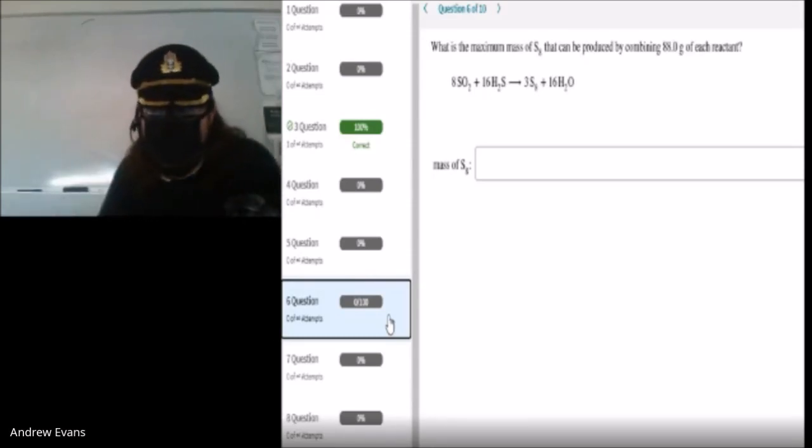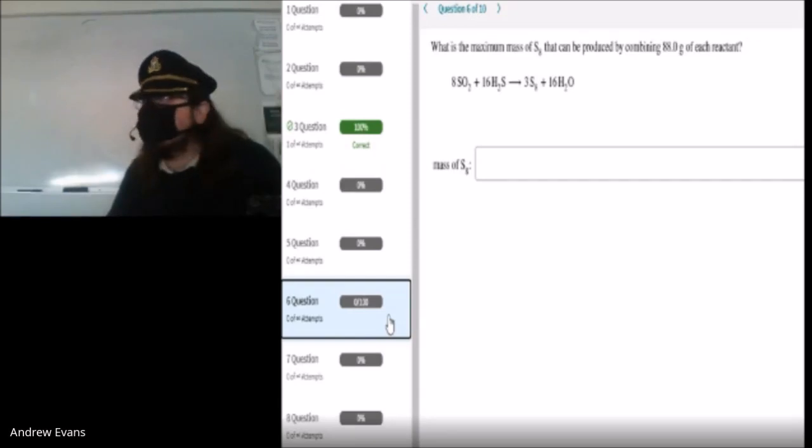So I am going to turn 88 grams of one into moles of S8 and 88 grams of the other into moles of S8. And I'm going to compare which number is smaller. This is the hard part. We want the smaller number. I know the word here says maximum, but the maximum is controlled by the limiting reagent. The limiting reagent will be the one that produces the smaller amount.